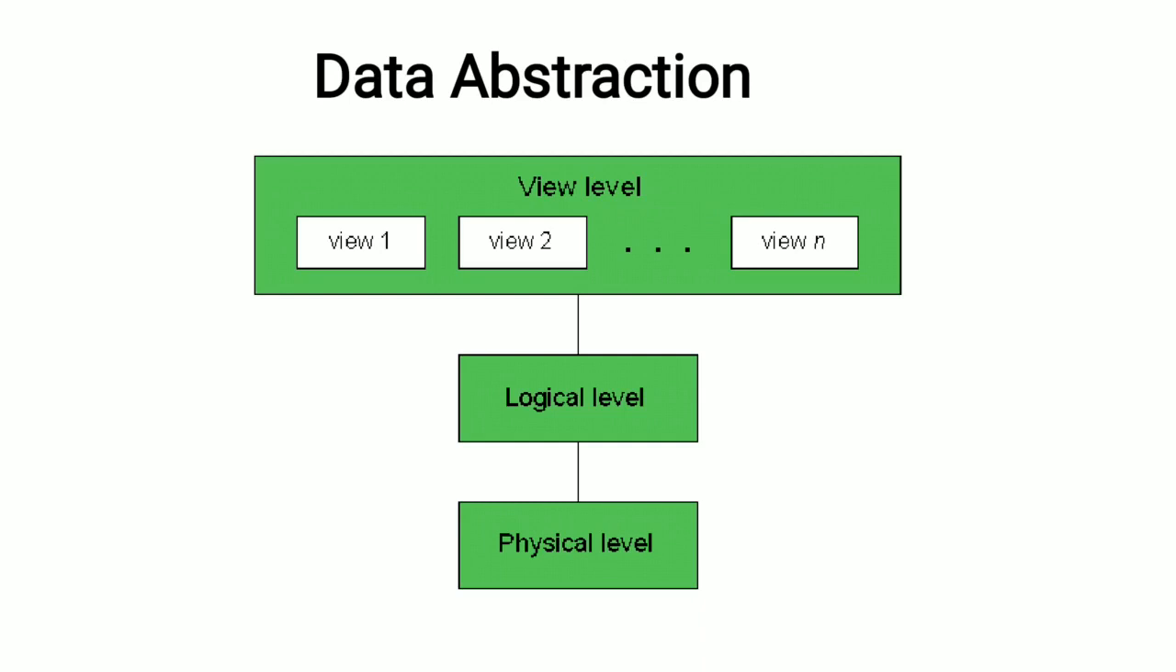Logical level is the next higher level to the physical level. This level describes the relationship between data. It means the logical level describes the entire database in terms of a small number of relatively simple structures.